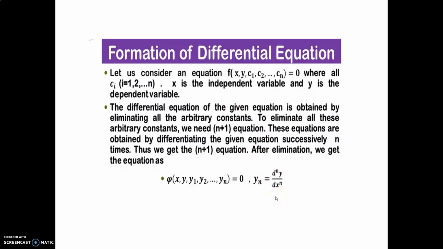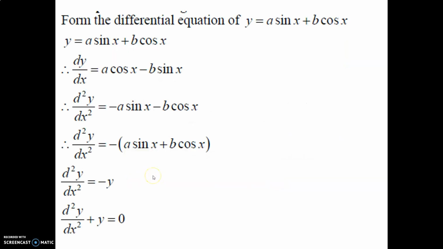In short, how do we find the formation of a differential equation? Eliminate the arbitrary constants, then we get the differential equation. Based on how many arbitrary constants there are: if there is 1, we have to take the derivative with respect to x one time. If there are 2 arbitrary constants, we have to take the derivative again, of dy by dx. Most probably in our syllabus only the second order derivative is possible.